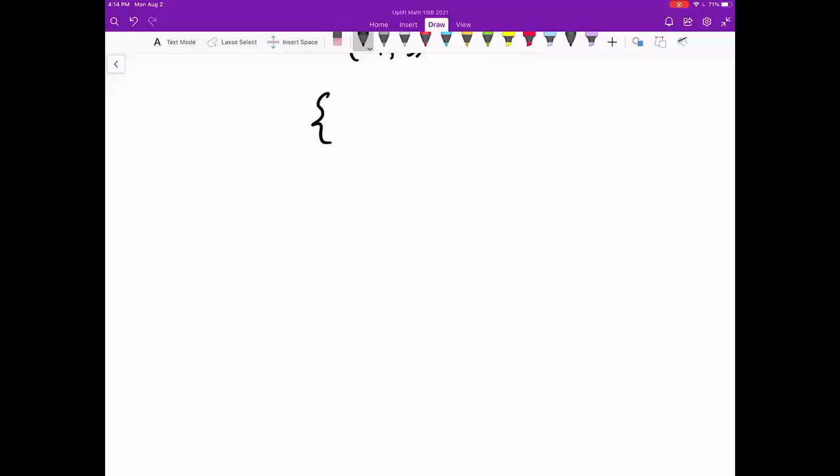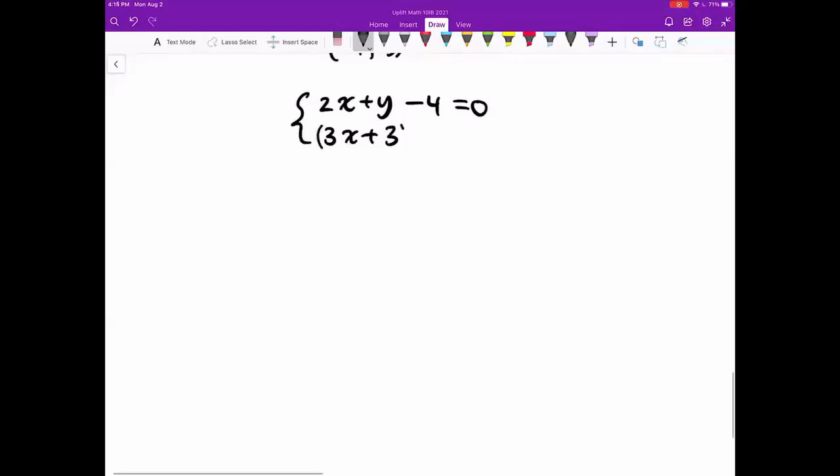Okay. Yeah, we can have the system 2x plus y minus 4 is equal to 0. And then we have 3 times (x plus 3), it's in brackets, x plus 3. It's a binomial for some reason. Oh, no, the x plus 3, not the 3 part. Oh, okay. Yeah, and then minus 3y is equal to 7.